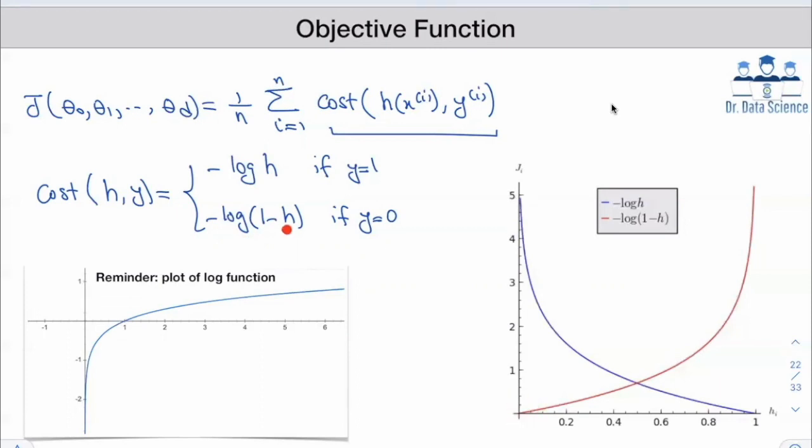And then as h gets closer to 1, which is something that we don't want in this case because y equals 0, then we get negative log of 1 minus 1, which means the negative log of 0, and that's where we go to plus infinity. So that's how we can understand the cost function for logistic regression and other binary classification problems. The key thing here is do not use mean squared error when you have classification problems, because in that case, you're actually looking at the class labels with their numerical values, which is wrong.